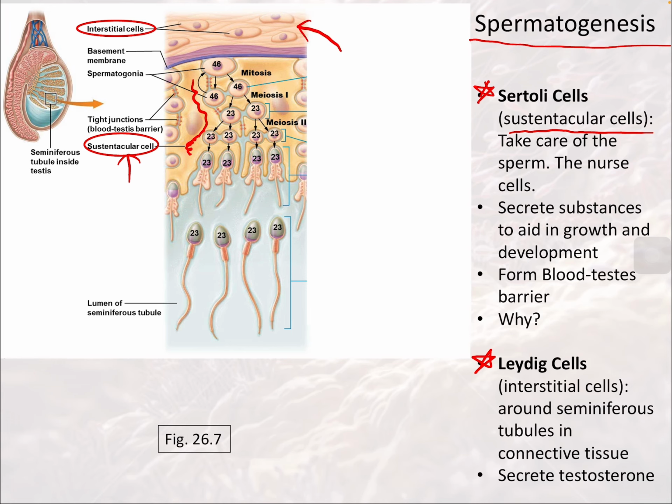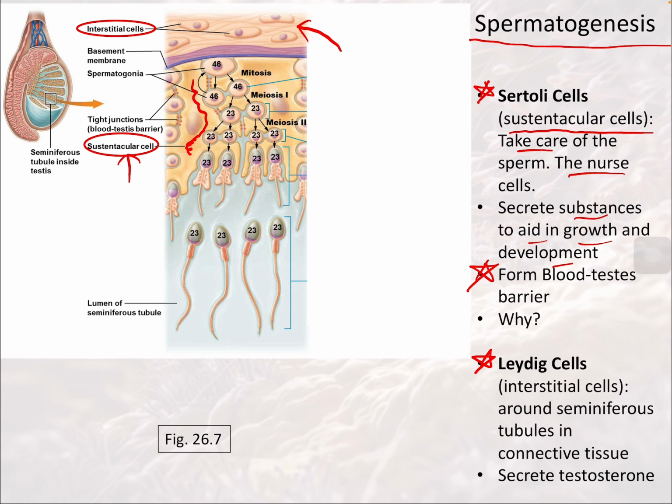They're kind of behind the membrane in this other layer that don't necessarily interact directly with the sperm cells, but they're kind of behind. Okay, so the Sertoli cells are kind of known as the nurse cells. Their job is to take care of the sperm that is surrounding those sperm. So they secrete all kinds of different substances that aid in the growth and development of sperm. They also form what's called the blood-testes barrier.